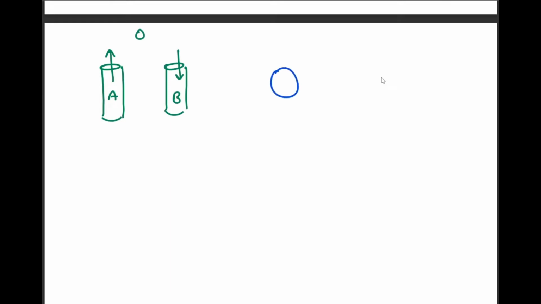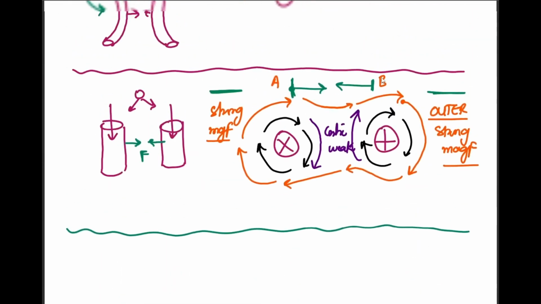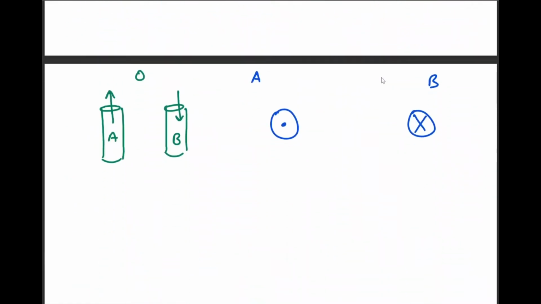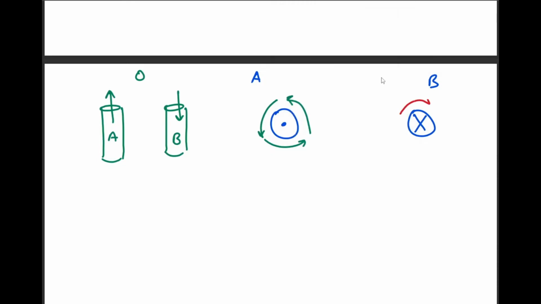For conductor A, I will use a dot model, and for conductor B, I will use a cross model. I could have used a plus one as well. Okay, so for the dot one, how is the magnetic field? The dot has an anti-clockwise magnetic field, and the cross one has a clockwise magnetic field.